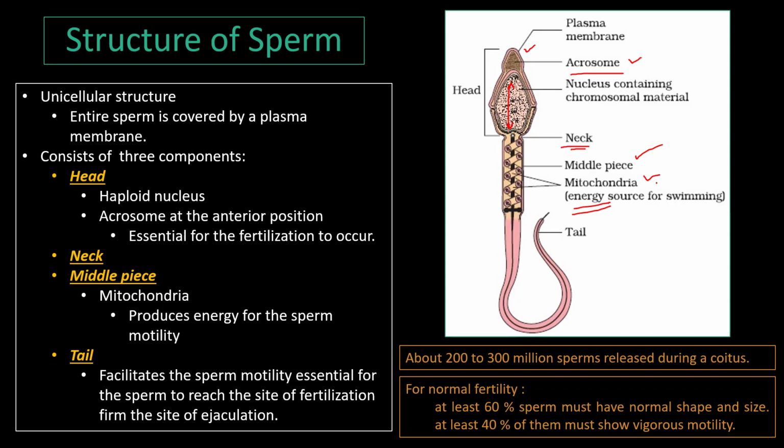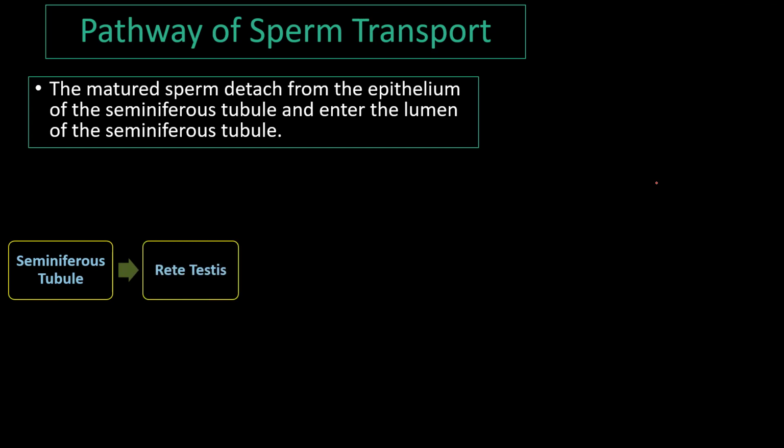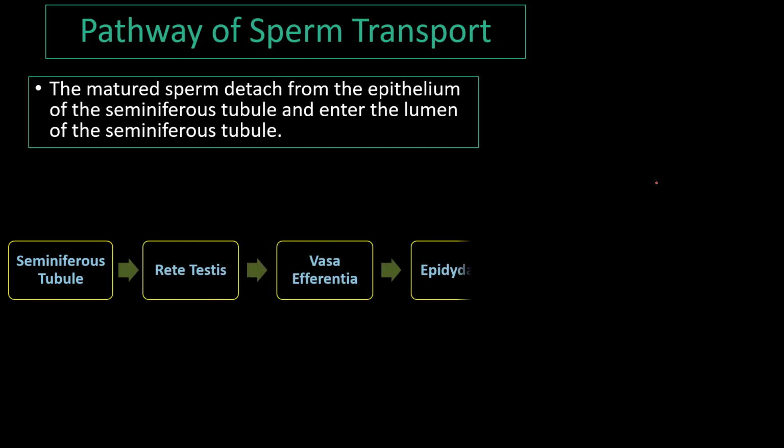That means they should have the ability to move, 40%, and the remaining 60% should have the normal shape and size. Now let us understand the pathway of sperm transport. The matured sperm detaches from the epithelium of the seminiferous tubule, and it enters the lumen, or the cavity, of the seminiferous tubule. Now from the seminiferous tubule, it moves to the rete testis, and then to the vasa efferentia, then to the epididymis, and then to the vas deferens.